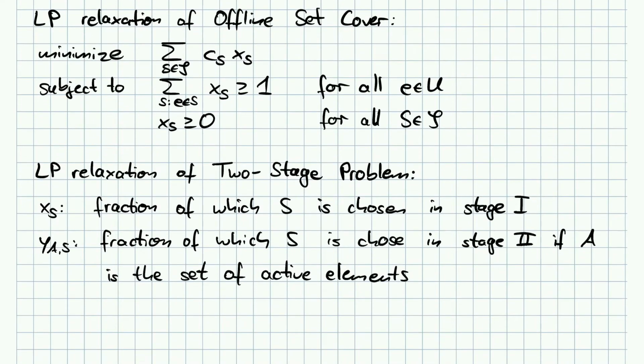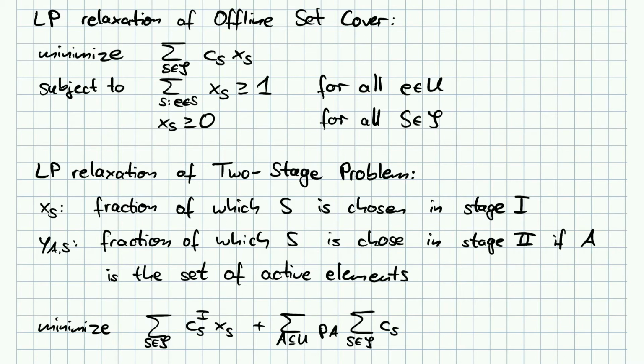And now what we'll do is we'll actually write down the same kind of an LP that we have up here. So what are we minimizing? We are minimizing, take the sum over all sets, the first stage cost times x_S plus what's the probability that the set A is active times the second stage cost. So here we are actually taking the expectation over the set A, and then we're asking what is the second stage cost that we are now incurring. Here this may of course depend on A, this does not depend on A.